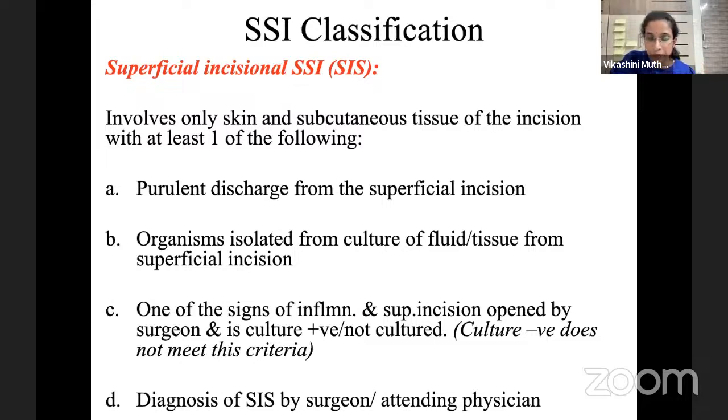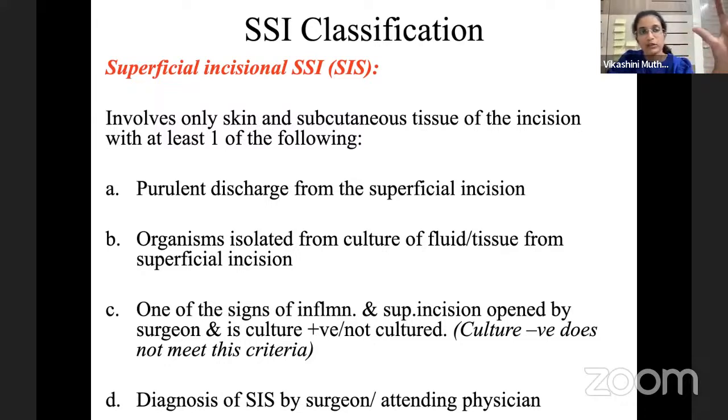The third one is you must have at least one of the signs of inflammation like calor, dolor, rubor, tumor, and functio laesa. One of these signs of inflammation must be present, and this incision can be opened by the surgeon, and its culture must be positive. Either it should be positive or it has not been cultured. But if the culture turns out to be negative, then it doesn't meet this criteria. So coming to the final criteria, the diagnosis of the superficial incisional SSI can be made either by the surgeon or the attending physician, whoever comes to see the rounds.